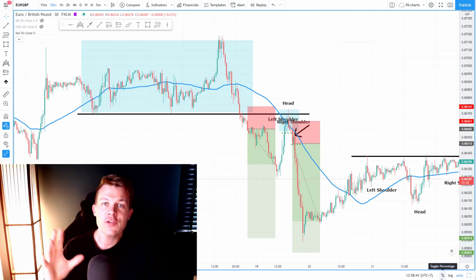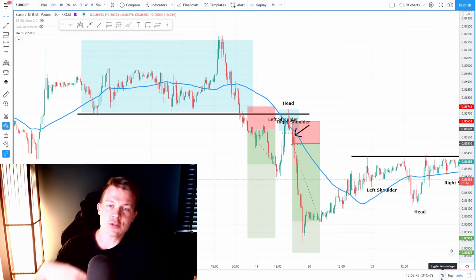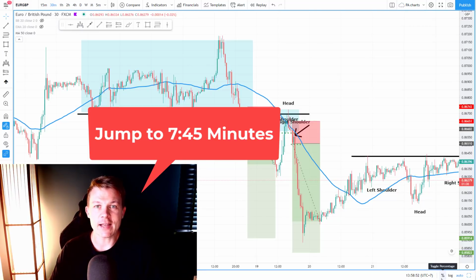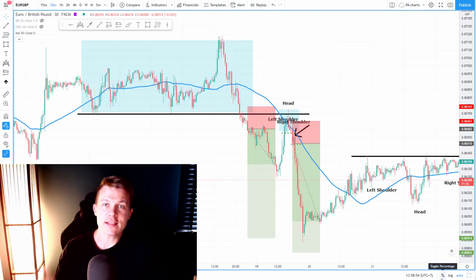frames. So if you want to jump to the section where I start talking about strategies and entries, here is the timestamp and you can jump right to it if you want to skip the theory. However, I would recommend that you stick around until the end because there's going to be a lot of interesting things and I will make sure to not make it too long. So let's get into the video.